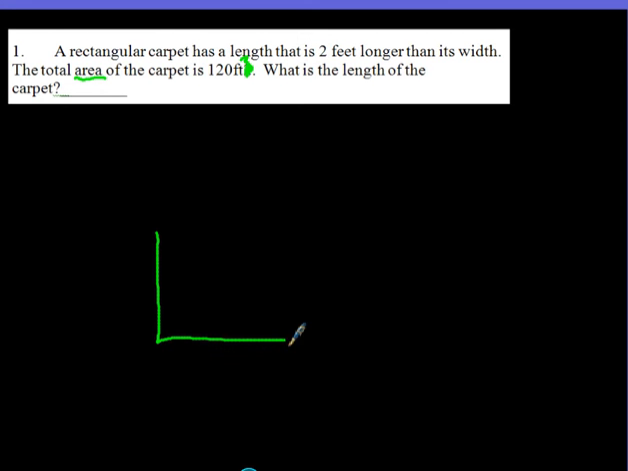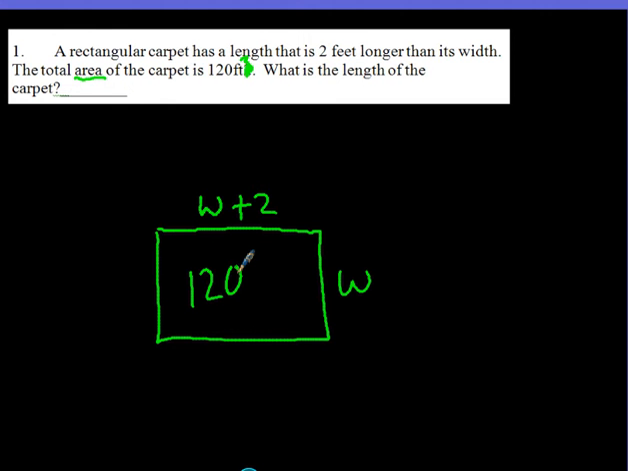Okay, so it never hurts to draw the picture, right? I don't know what the width is, but I know that the length is 2 feet longer than the width, and I know that the area is 120 feet squared. Okay, so area is length times width, so W plus 2 times W equals 120, right? This is feet, so together that's going to be feet squared. My units are going to be fine, okay?